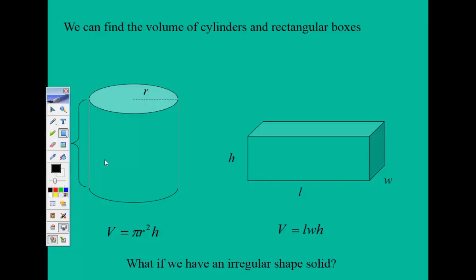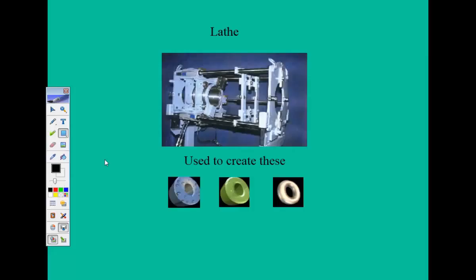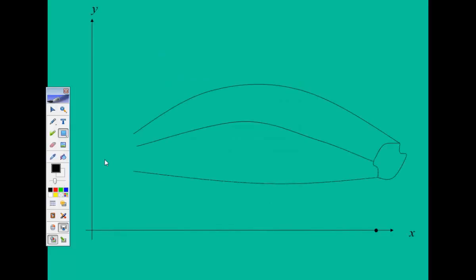But what if we have an irregular shaped object? Something that may have been created by a lathe. Let's see if we can develop a technique that we could use to find the volume of an irregular shaped object.